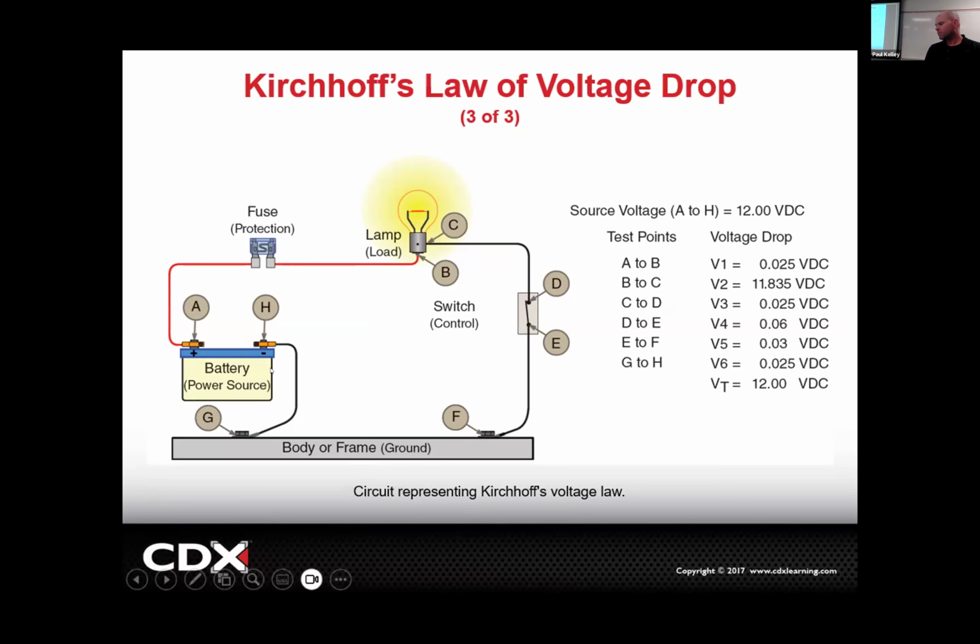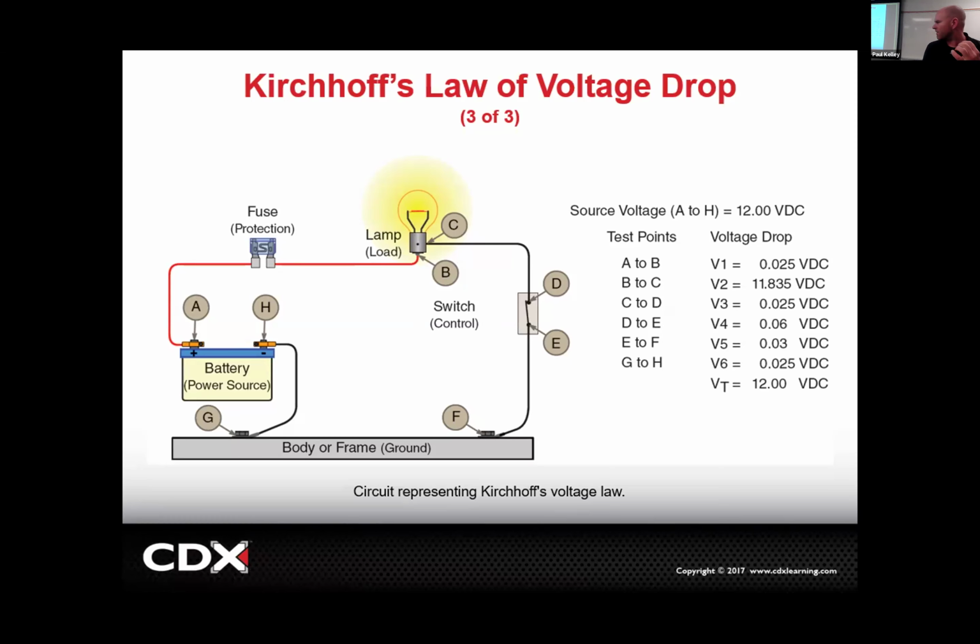That's it, period. Now that's very nice because that allows us, if we're just going to diagnose this, honestly, I would just voltage drop B to C. And if B to C was 11.835, that's good. We're good. I don't really have to go through and voltage drop everything because that's acceptable. Now, if I were to voltage drop B to C and it were like 6 volts, I'd be like, wait a minute.